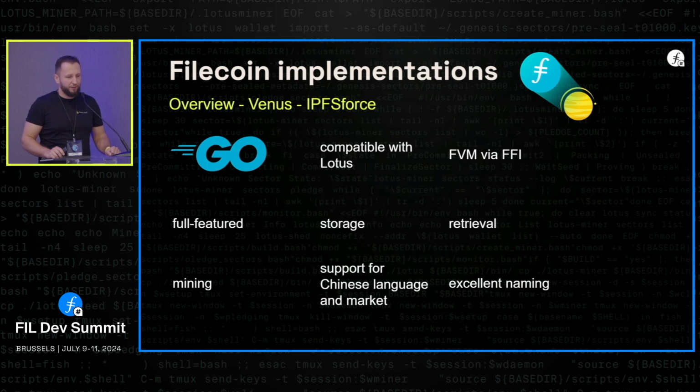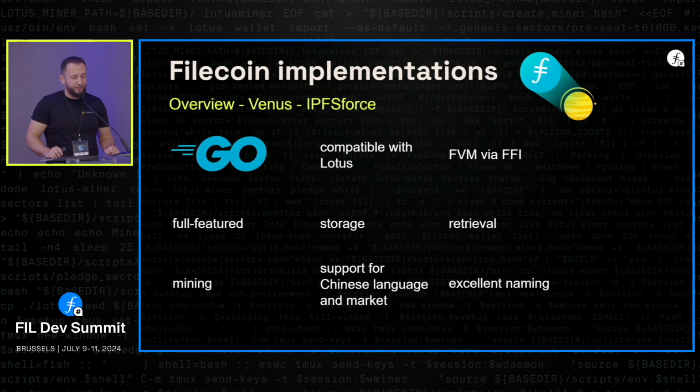Then there is Venus. I have zero experience with Venus. These are the things I took from the documentation, and one thing I found there was pretty interesting. It's also written in Go. It's supposedly compatible with Lotus. It also uses FVM via foreign function interface, and is fully featured. Its key feature is support for the Chinese language and the Chinese market.